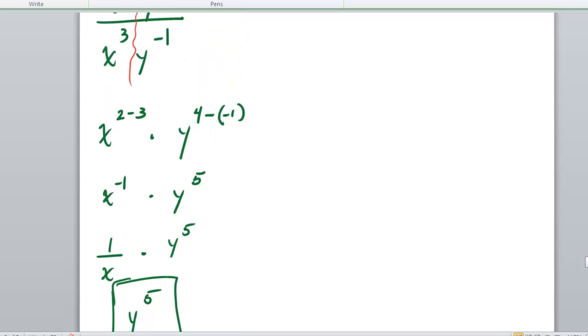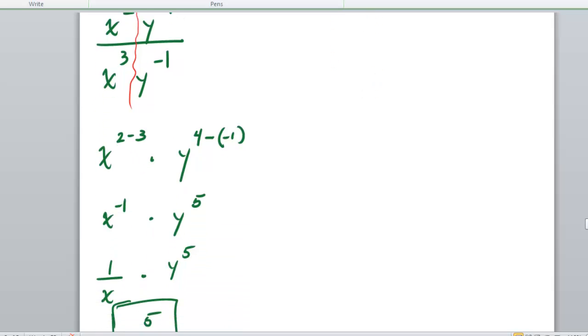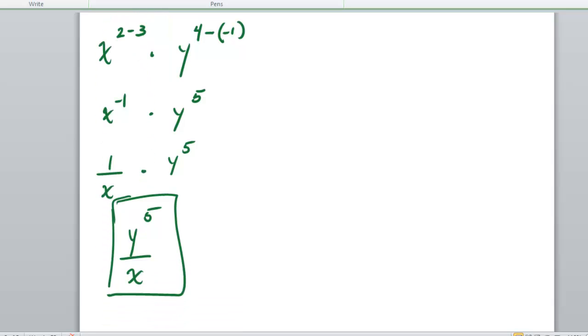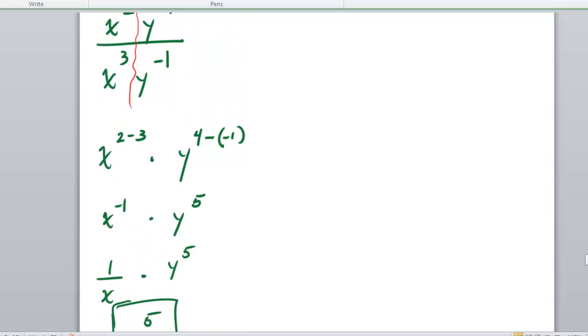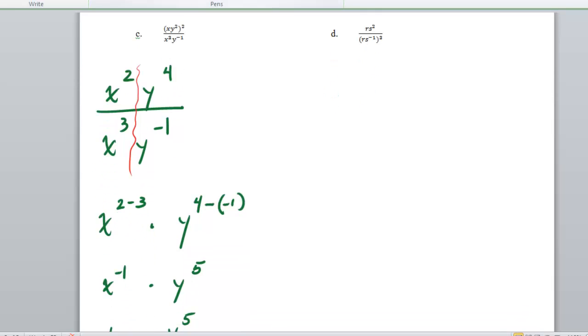Now, maybe a little easier way to do this, you could look at the top and the bottom, and here with the x's we have positive exponents. So we have 2 on top, 3 on bottom. If I were canceling out x's, I have one more x on bottom than I have on top. So really, you could see that the x is going to be left on the bottom in the long run. So if you think of it that way, maybe an easier method for you. Alright, let's go to part D.